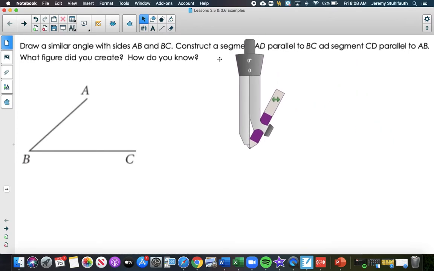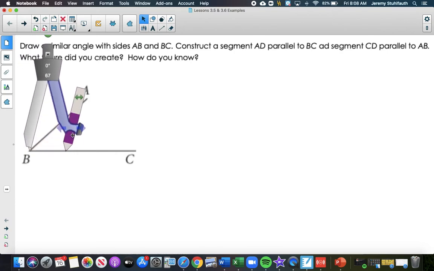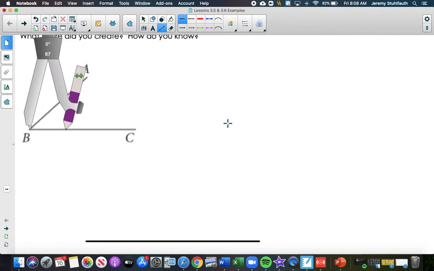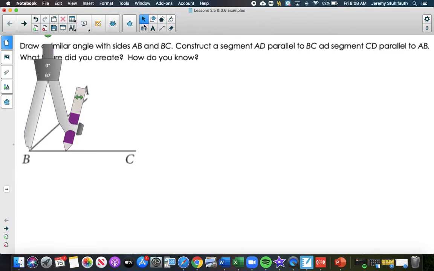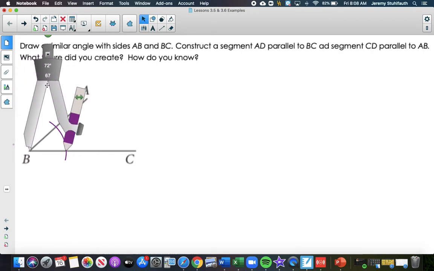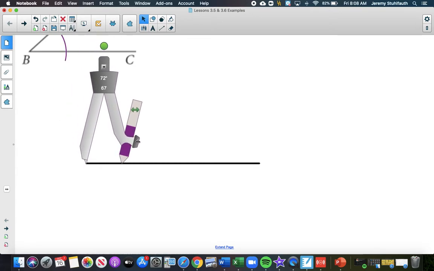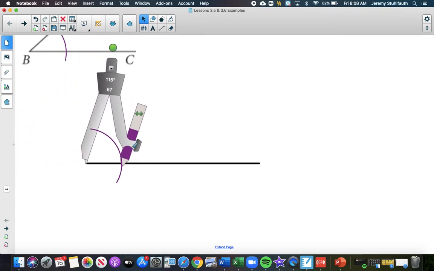First off, we're going to take our compass and recreate this angle. Remember, to create an angle, you take your compass and put the pointy end on the vertex, take your pencil and widen your compass a little bit, and then make an arc. Then we take our compass down to the ray that we created, and draw in the same arc.